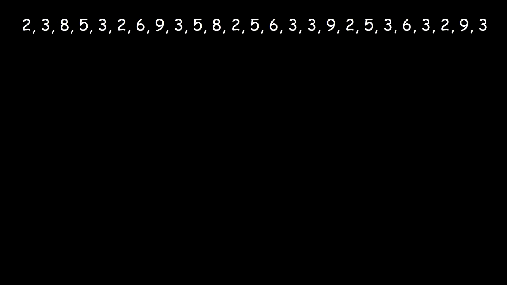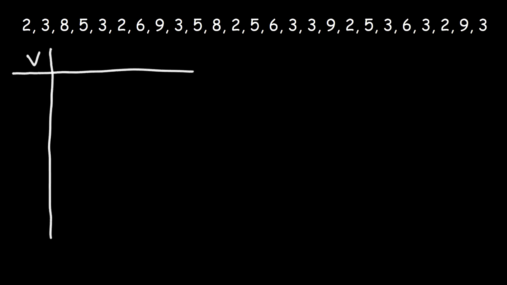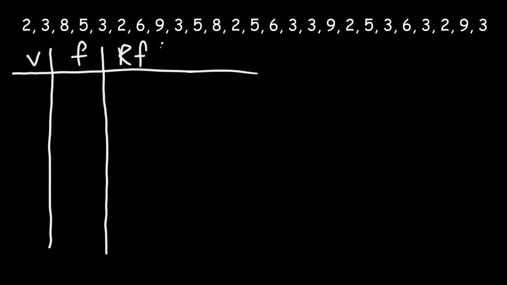In this video, we're going to focus on making a cumulative relative frequency table using the data that we see here above. So let's begin by making the table. In the first column, I'm going to write V for value. In the second column, I'm going to put F for frequency. The third column will be RF for relative frequency. And in the last column will be CRF for cumulative relative frequency.